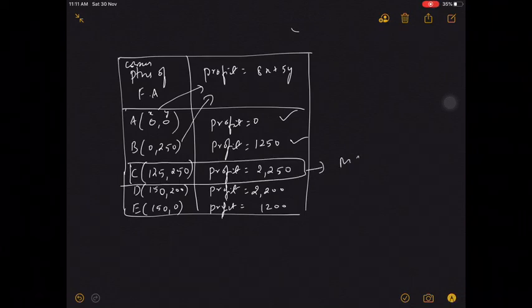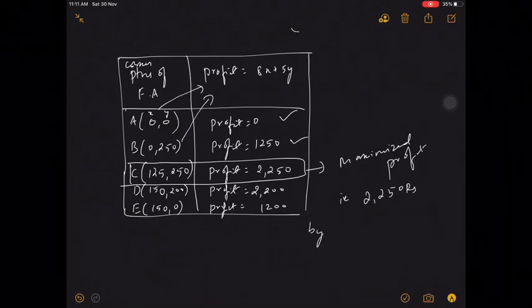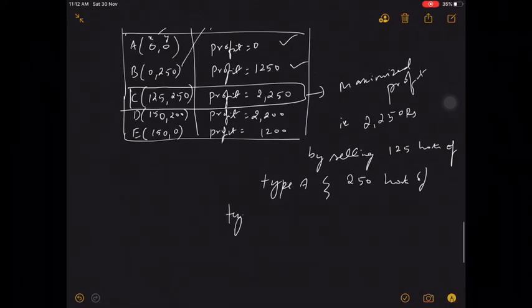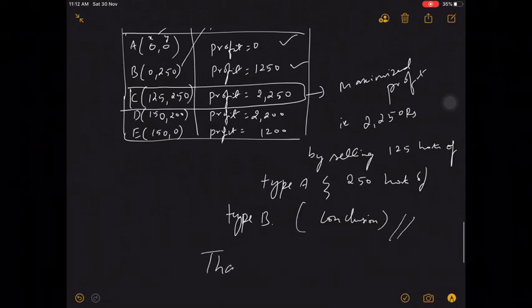So profit is maximized, at 2250 rupees, by selling 125 hats of type A and 250 hats of type B. This is the conclusion. Thank you.